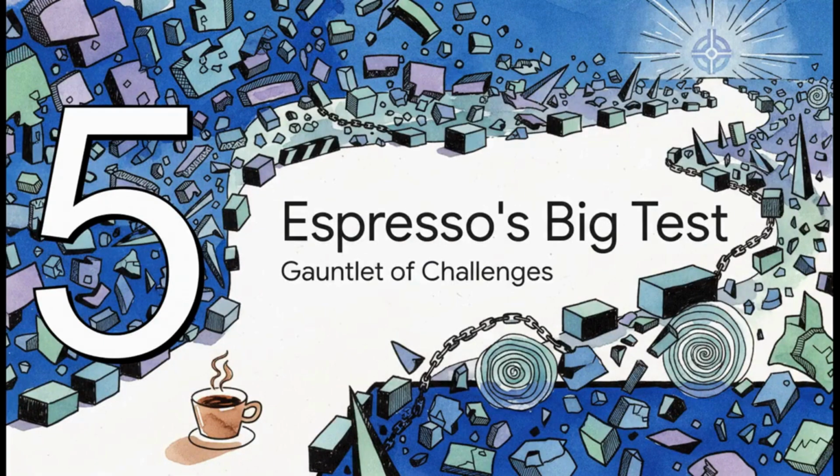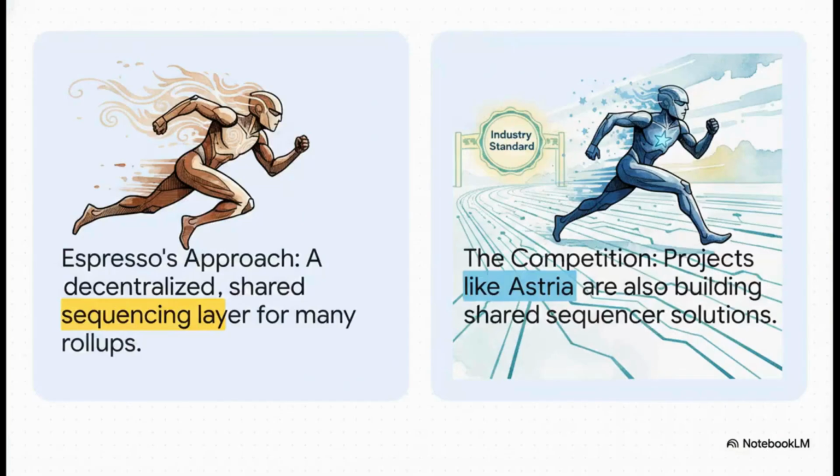And that brings us to the final and most crucial section. Espresso has a powerful vision for sure, but it is facing a gauntlet of challenges. Success is anything but guaranteed here. First off, Espresso is not alone, not by a long shot. This idea of modular blockchain infrastructure is really hot right now, and they're competing directly with other projects like Astria that are also building their own shared sequencing solutions. It's a flat-out race to see who can become the industry standard.